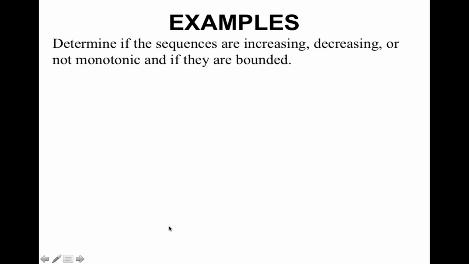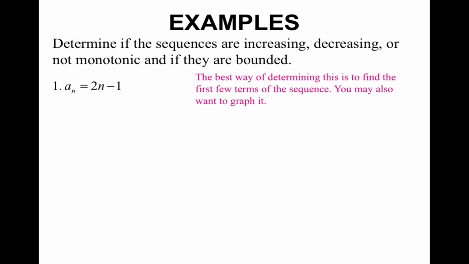All right, so let's look at some examples where you need to determine if the sequences are increasing, decreasing, or not monotonic, and if they are bounded. So if we first look at a sub n equals 2n minus 1. The best way of determining this is to find the first few terms of the sequence. You may also want to graph it. So if I was to expand this sequence, I will get that the first term is 1, second term is 3, 5, 7, and so on.